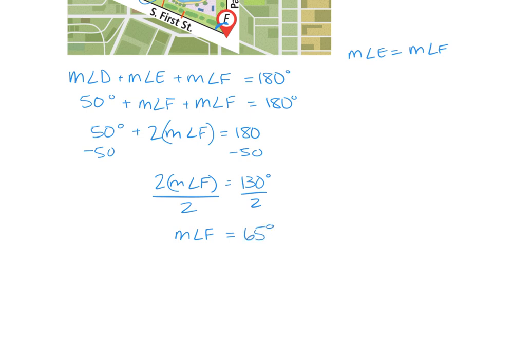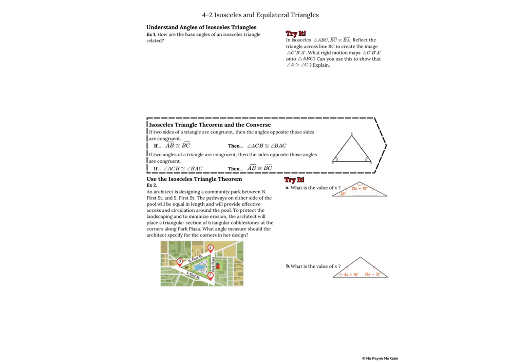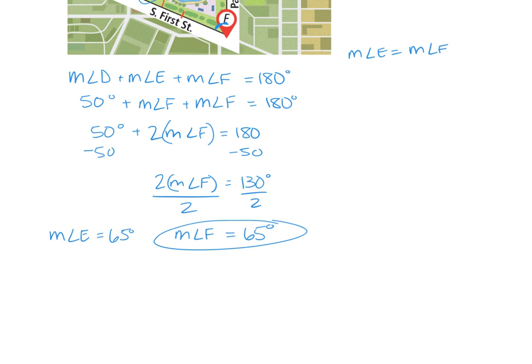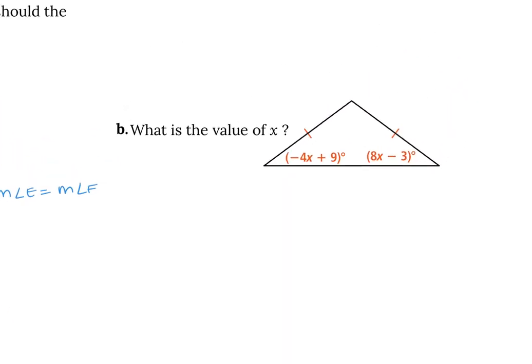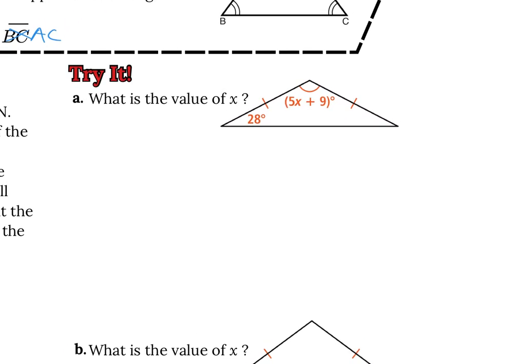If the measure of angle F is 65 degrees, that means the measure of angle E would also be 65 degrees. Okay, so she will have to put into the design that the angles of measure for those cobblestones would be 65 degrees. Okay, next we're going to look at the try it.